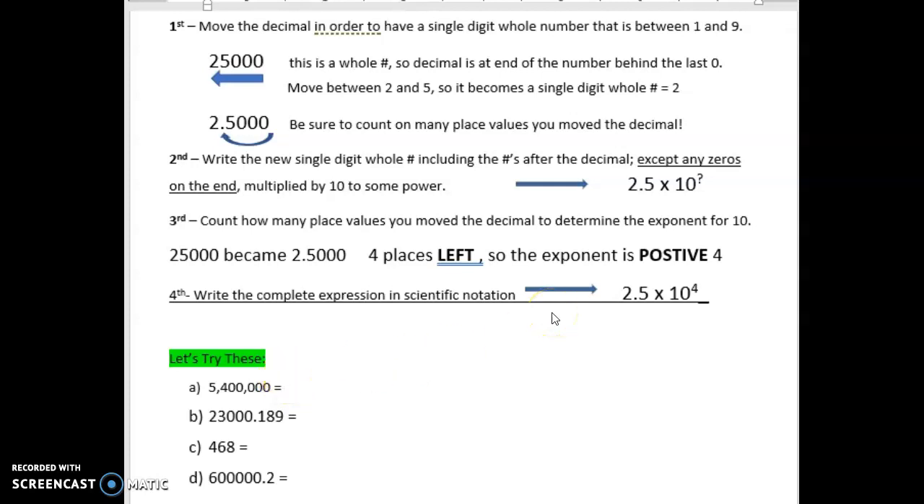So scientific notation is when we have a very large number or a very small number and we have to write it in an expression that has a single digit whole number multiplied by 10 to an exponent. In order for us to do that, we will start with a large number like 25,000. And our first step is to move the decimal so it becomes a single digit whole number.